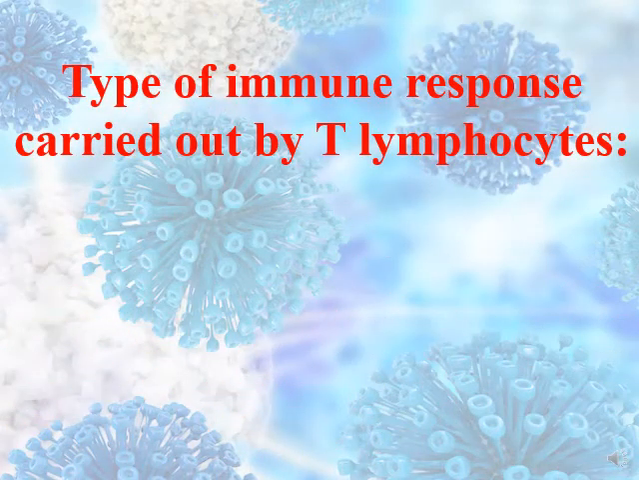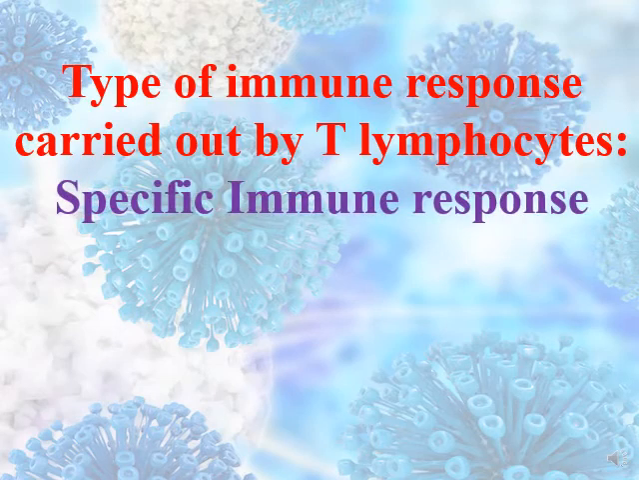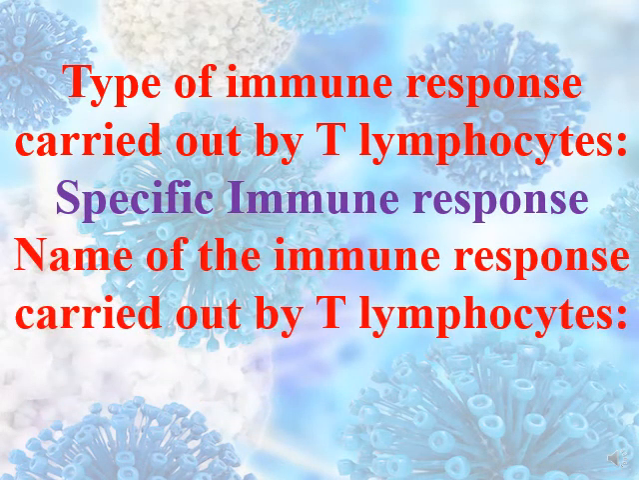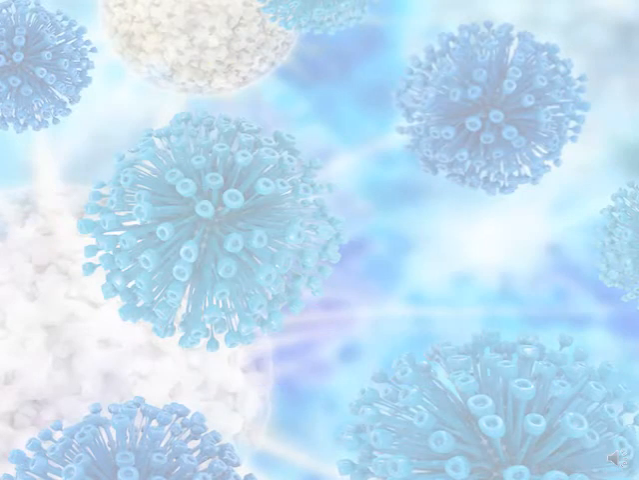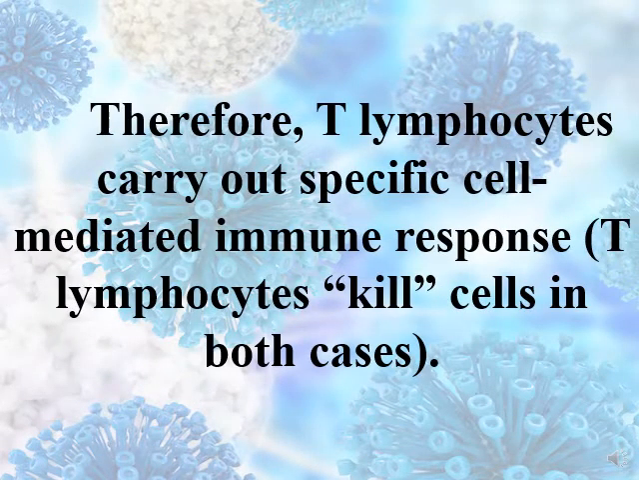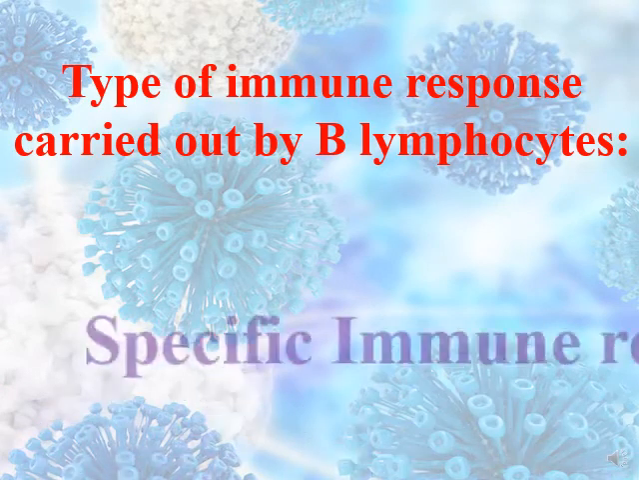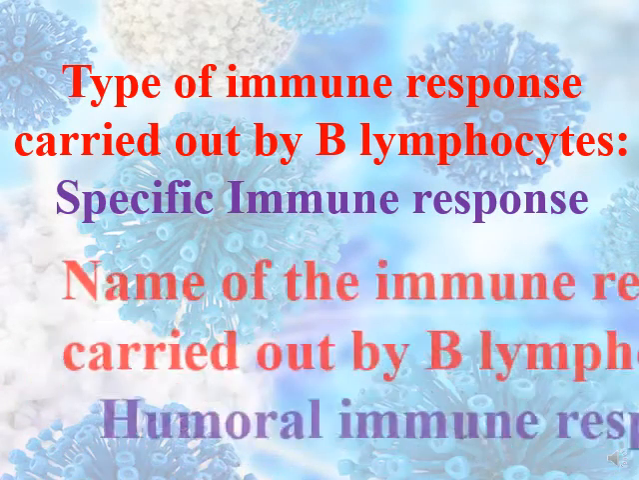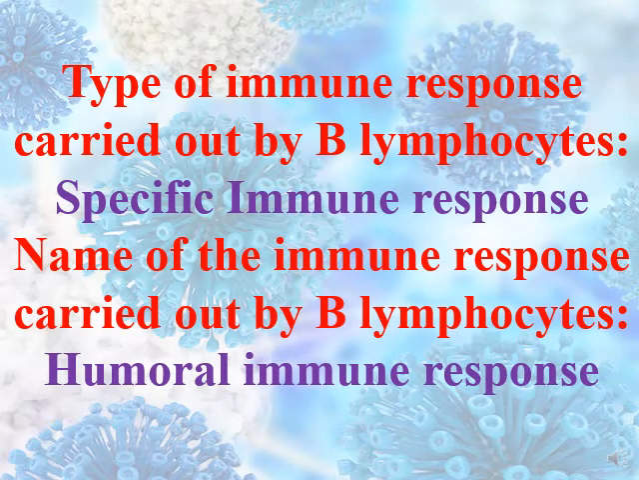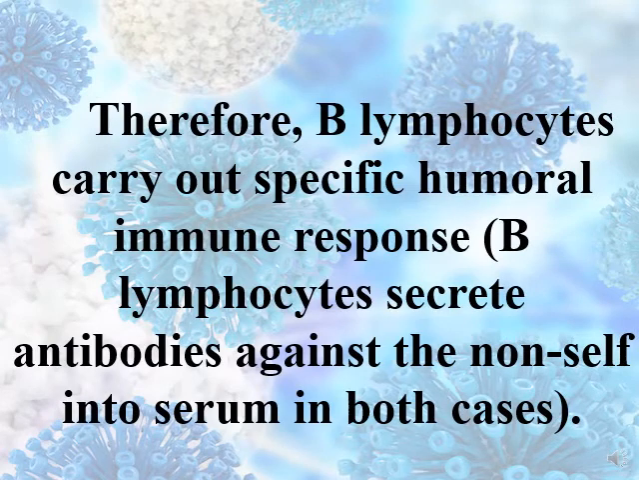What is the type of the immune response carried out by T lymphocytes? Sure, it's a specific immune response. The name of this response is the cell-mediated immune response. So we can conclude that T lymphocytes carry out the specific cell-mediated immune response, where T lymphocytes kill the cells. The type of immune response carried out by B lymphocytes is also a specific immune response. The name is the humoral immune response. So B lymphocytes carry out the specific humoral immune response, where B lymphocytes secrete antibodies against the non-self into the serum.